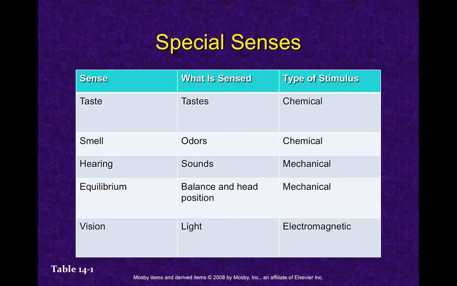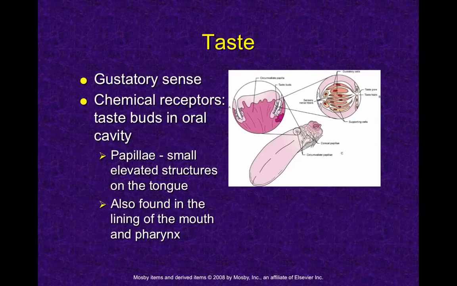Okay, so some special senses. We have taste, smell, hearing, equilibrium, and vision, and we'll talk about those. Taste, it's also called the gustatory sense. Chemical receptors, taste buds in the oral cavity. So we all have these, as well as dogs and cats. There are papillae, which are small elevated structures on the tongue. And these structures on the tongue are also found in the lining of the mouth and the pharynx. So these are all taste buds. They take the molecules of taste, dissolve them in the mucosa on the papilla, create a chemical change, and they're able to identify if it's tasty or if it's not good to eat.